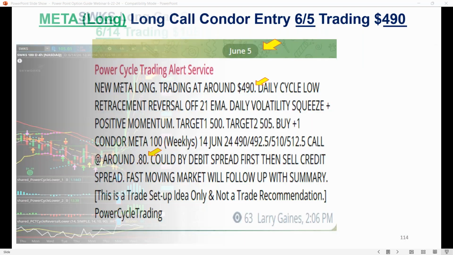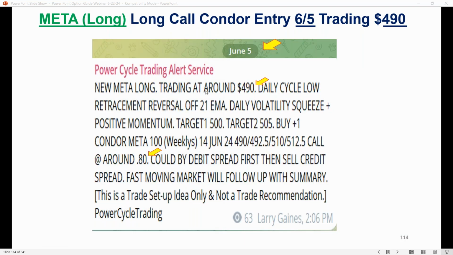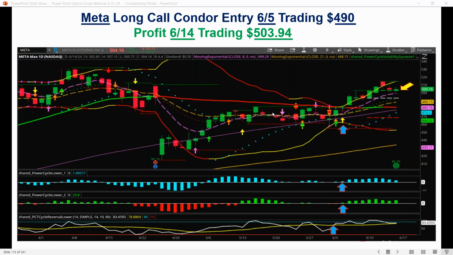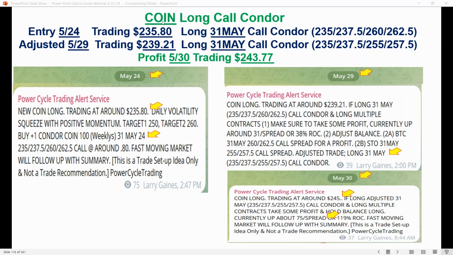And here's another one. Here was that Meta trade. I think I showed you that one earlier, so I won't go through that one. Here's another one that we did. This was a recent one we did on Coin, which is a kind of a crypto exchange trade. So this was just a variation, just looking at the different alert scanners that I do, scans and stuff, looking for these types of trades. This is one we did on Coin.